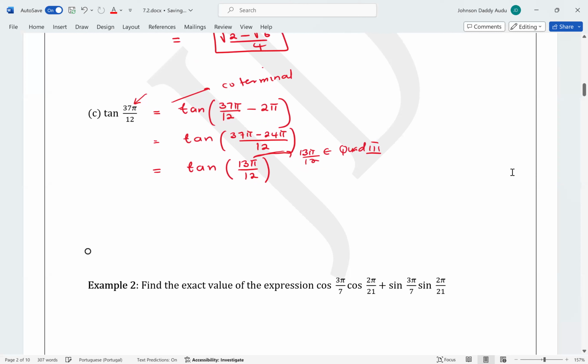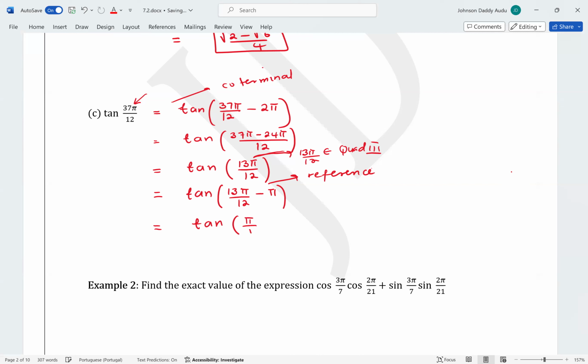So we can use the reference angle. In quadrant 3, tan is positive, but we can write it as 13 pi over 12 minus pi. Now here we are looking for the reference angle. So this is just going to be tan of what? This is just going to be pi over 12. And then we can apply the sum formula here just to make life easy.